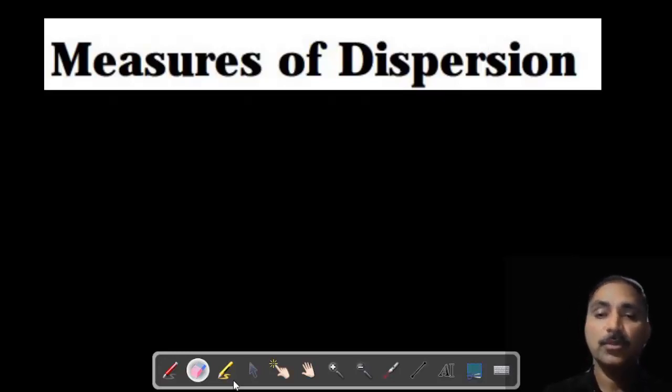Generally, we use mean as a point from which we calculate the deviations of the given variable x, and then we find out the measure of dispersion using that concept. Let us understand what is dispersion in detail.